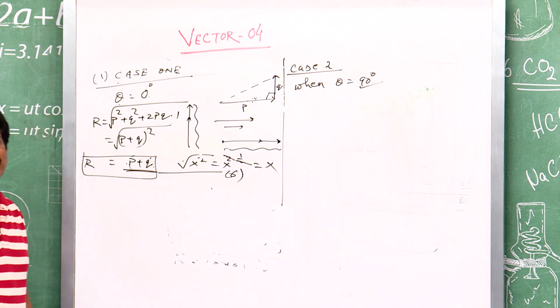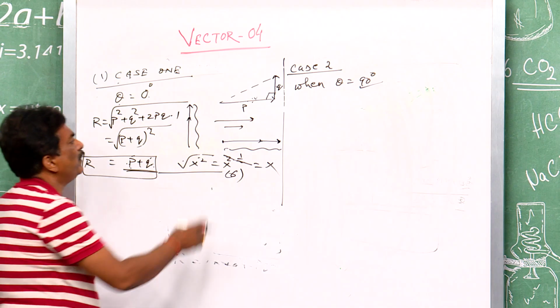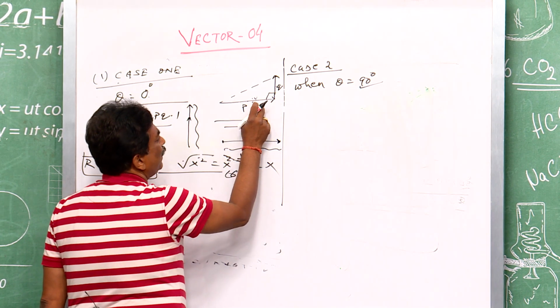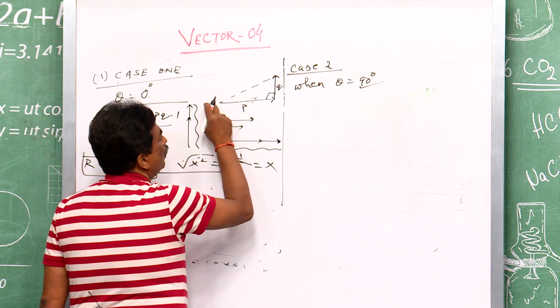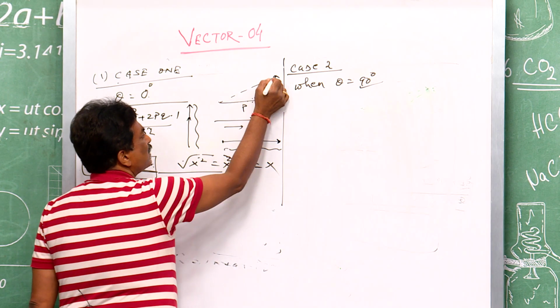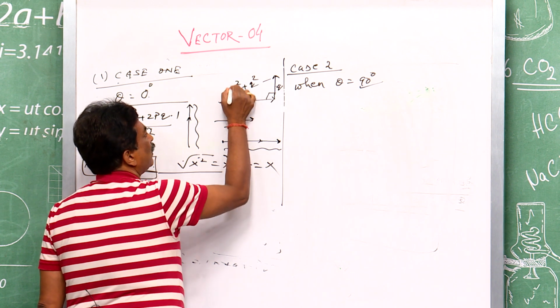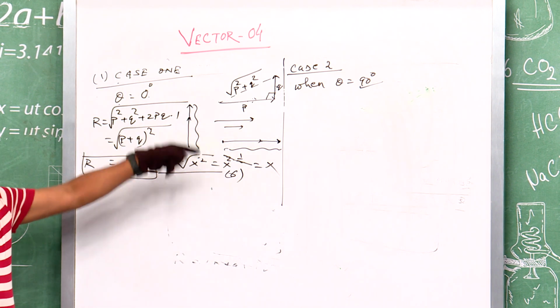Sir, that is the p vector. Why have you written p? Because here we are going to find the magnitude. For the magnitude it is p, for the magnitude it is q. Since it is a right angle triangle, this hypotenuse will be the square root of this square plus this square. That is the geometrical method.